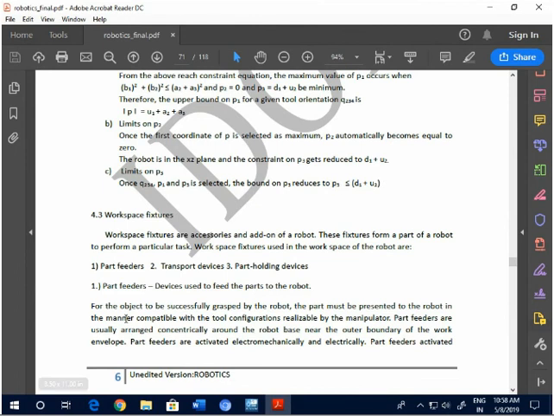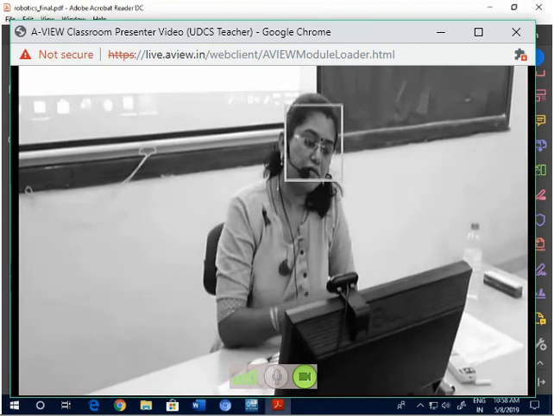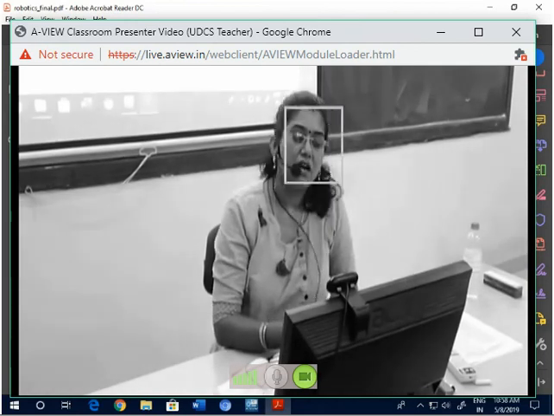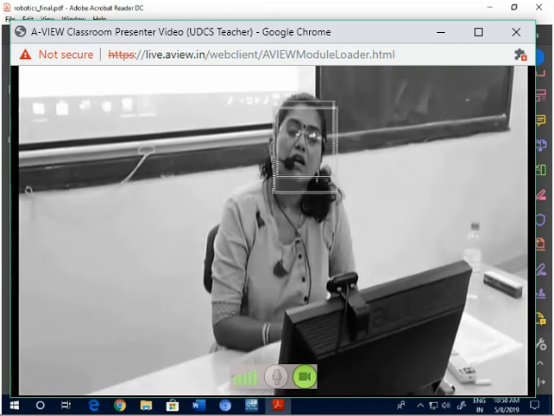Now, we will be studying something called workspace fixtures. Workspace fixtures are accessories and add-ons on the robot. The fixtures form a part of the robot to perform a particular task. Workspace fixtures are used in the workspace of a robot, and they are of different types. The first is part feeders, the second type is transport devices, and the third is part holding devices.